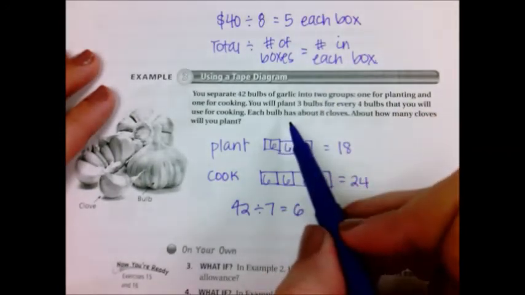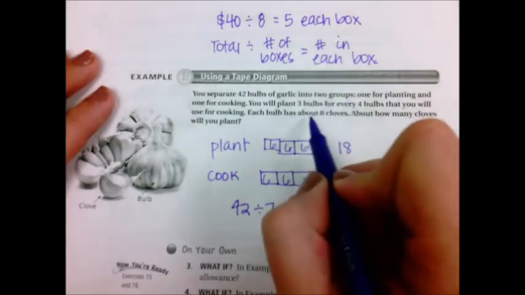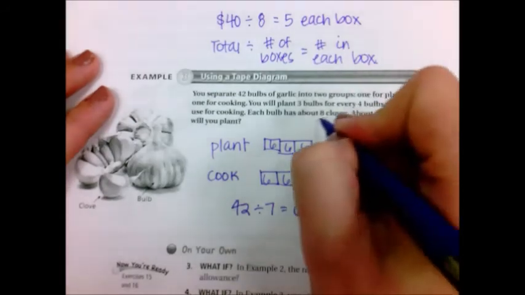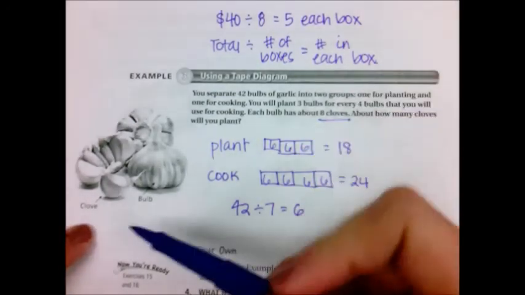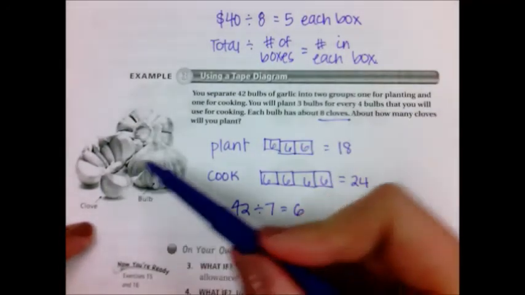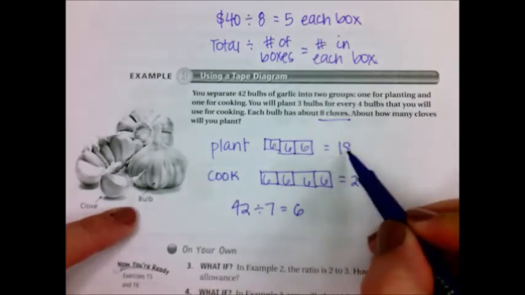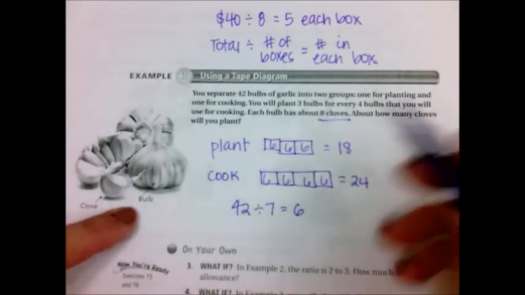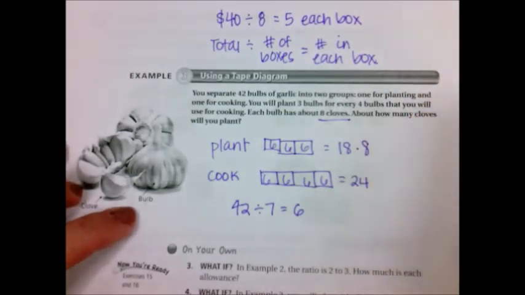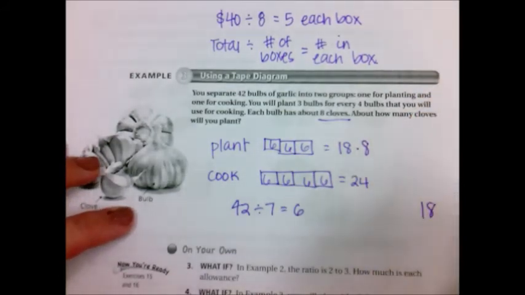This problem then takes it one step further by giving us information about cloves, and it has a picture out to the side to show that the cloves are the smaller parts that are inside the bulb. And it wants to know, okay, if we planted 18 bulbs, how many cloves will you plant? So we'll multiply by 8. You can work that out to the side.